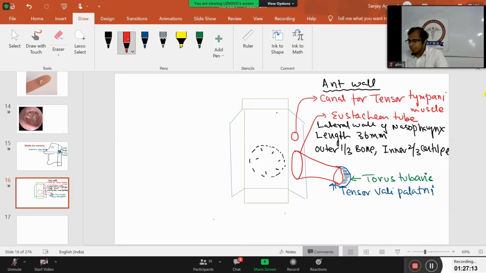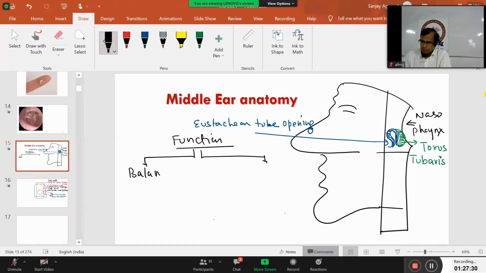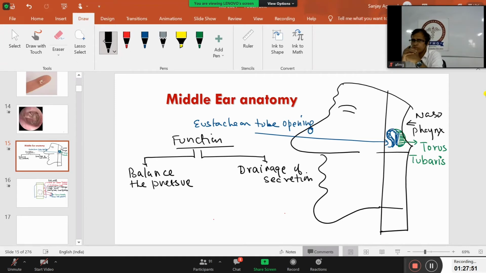Right. Then, what is the function of the tube? Why do we have the tube in the first place? Function. Eustachian tube has two main functions. One is to balance the pressure of the middle ear. And the other is drainage of secretions from middle ear. So whatever is there in the middle ear, that thing comes out of the eustachian tube. So drainage is the function. Balance the pressure and drainage of secretions.